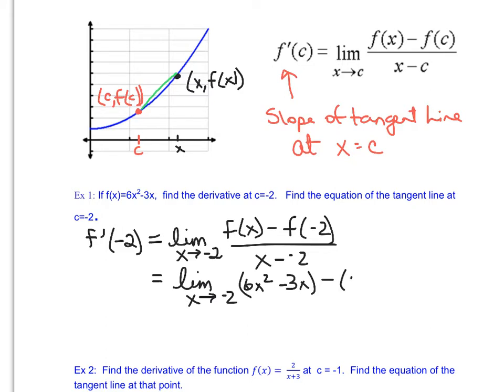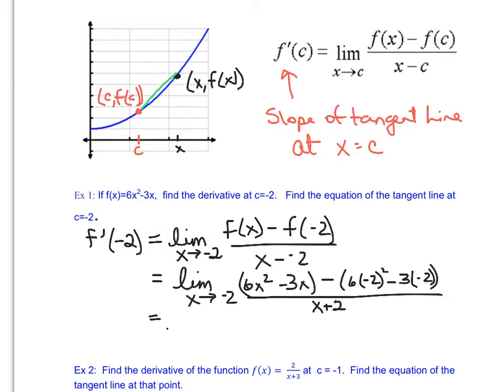So that's going to be 6 times negative 2 squared minus 3 times negative 2. And make sure you subtract that whole output. Divided by x minus negative 2, which of course gives me x plus 2. Now let's go ahead and calculate that. So I'm getting 24 plus 6, which is 30.